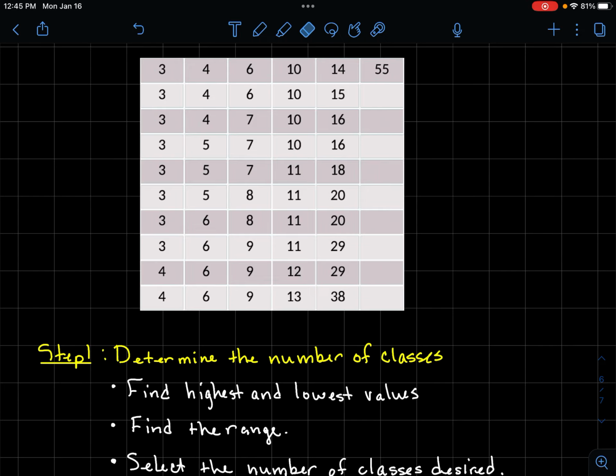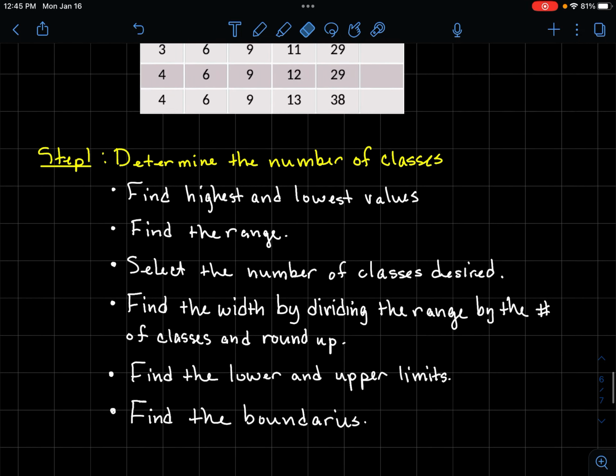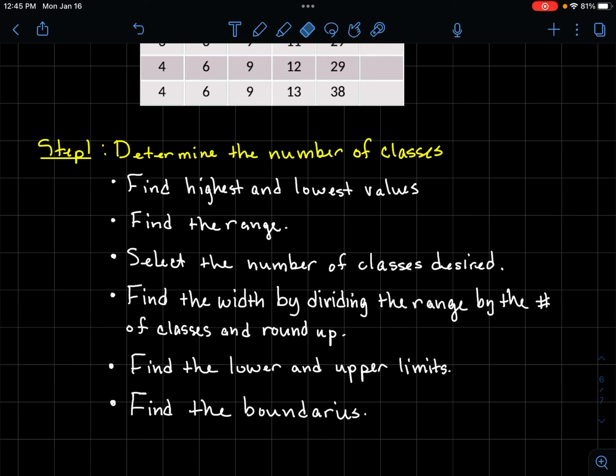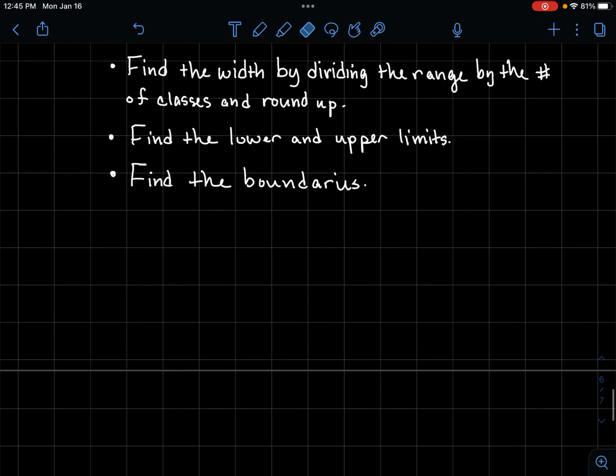Now that we have it organized, we have to first figure out how many classes we are going to use. To determine the number of classes, we need to follow all of the following bullet points. Find the highest and the lowest values in our data, find the range, then decide how many classes we're going to use. Use that class count and our range to find the class width. We're going to divide, find the lower and the upper class limits, and then from the lower and upper class limits we can find the boundaries of our distribution.